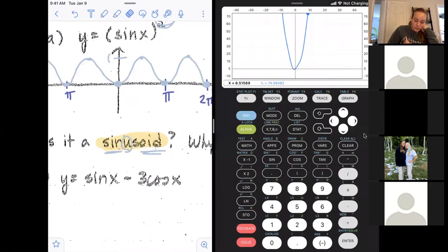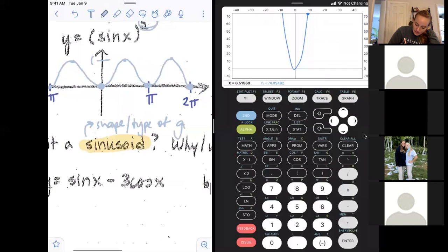And a sinusoid is basically a type or a shape of graph that mimics the sine wave. So it does the little sine wave. That's all this means. Sinusoid means waves like sine. It's the shape or the type of graph like sine.